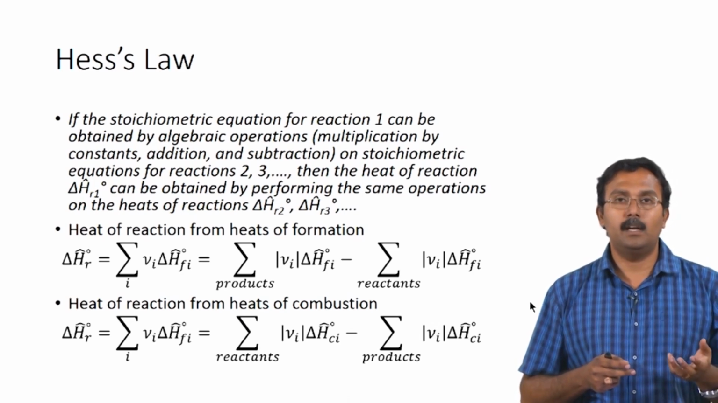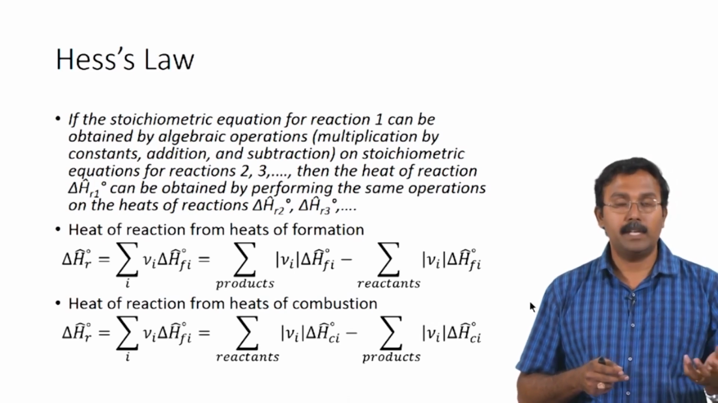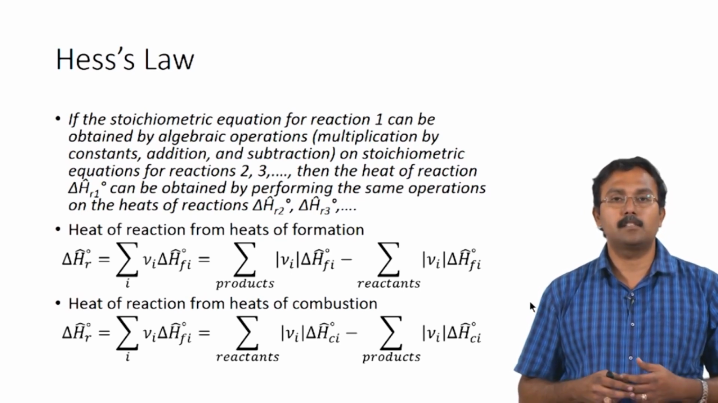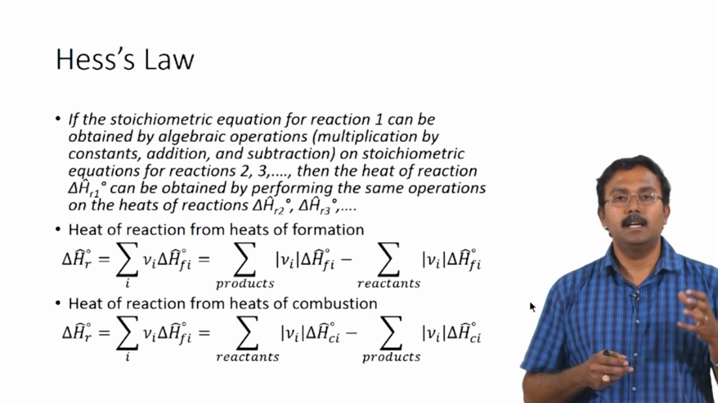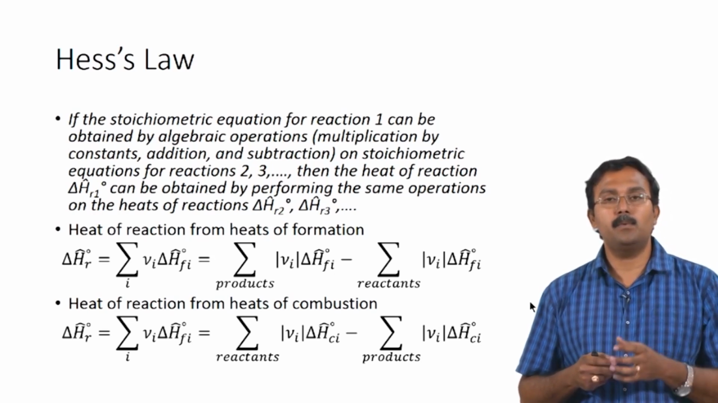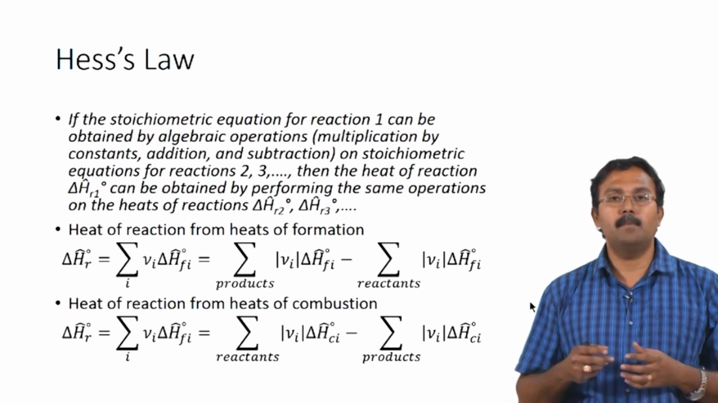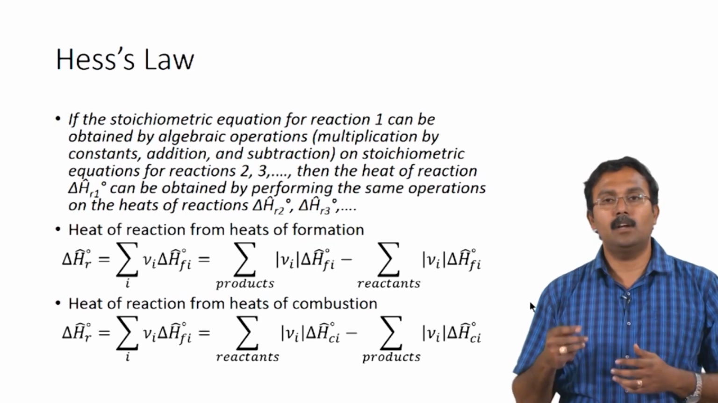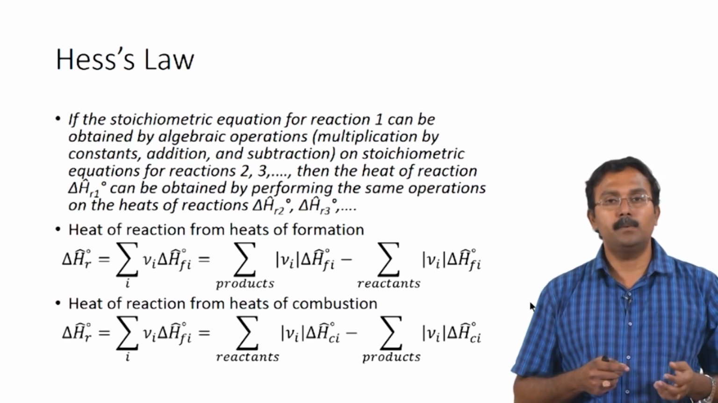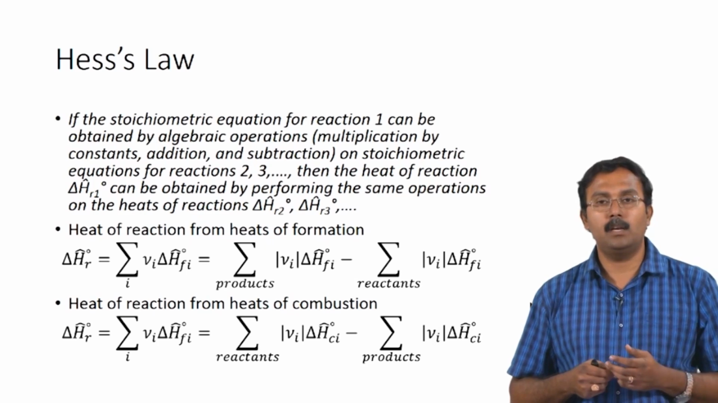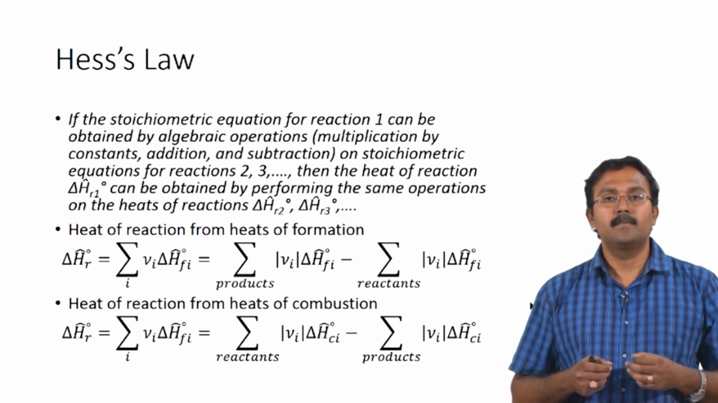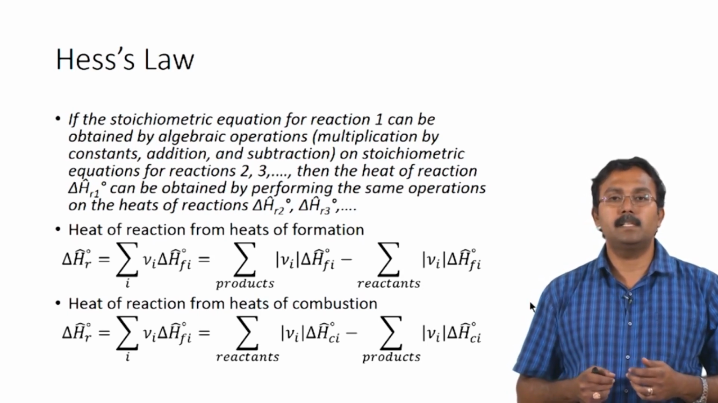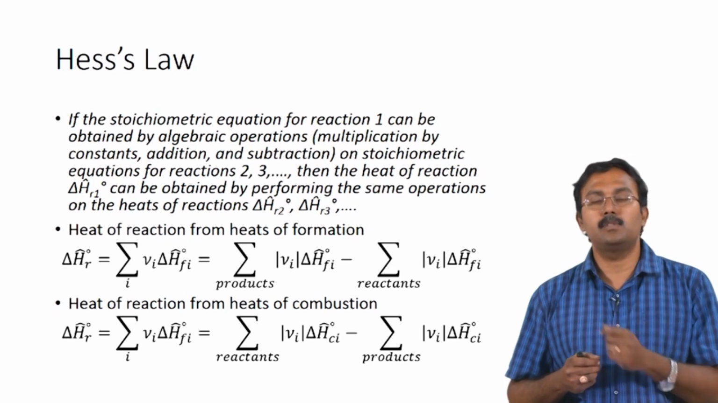So, when we calculate heat of reaction from heat of formation and heat of combustion, we are actually applying Hess's law. Hess's law states that if the stoichiometric equation for reaction 1 can be obtained by algebraic operations, which could be multiplication by constants, addition and subtraction, on stoichiometric equations for reactions 2, 3 and so on, then the heat of reaction for reaction 1 can be obtained by performing the same operations on the heats of reaction for reactions 2, 3 and so on.